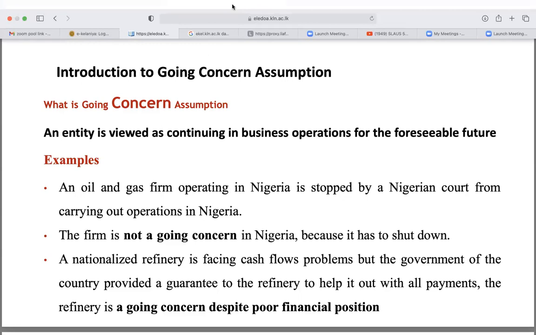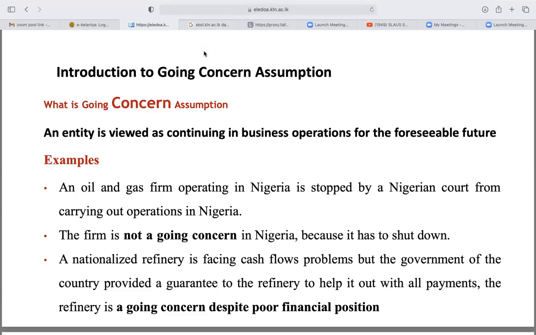Is it clear? Is it clear? Okay. Moving on to the going concern.